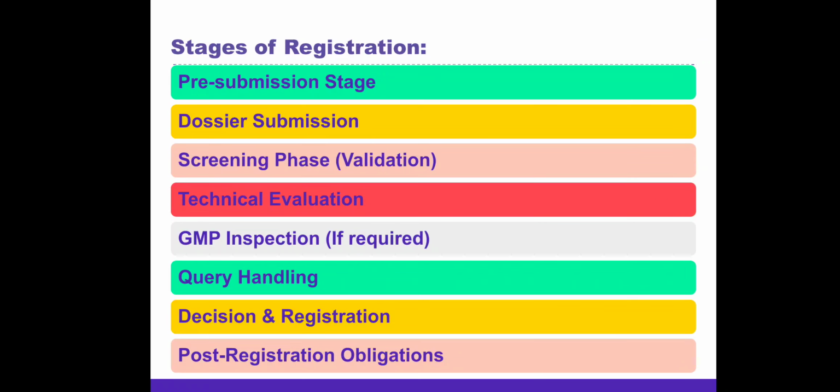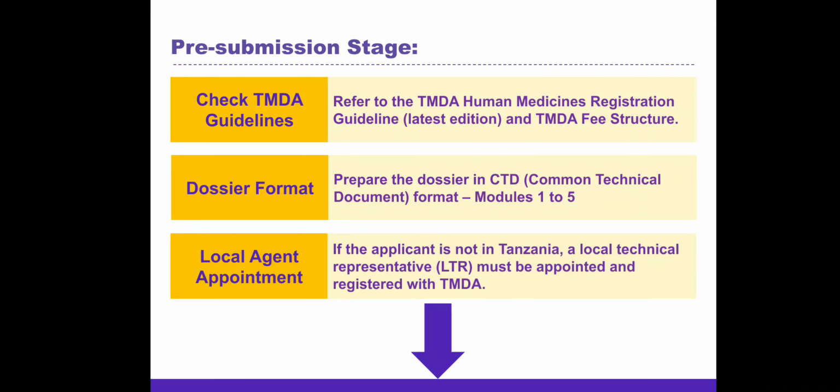Now we'll see the stages of product registration at TMDA. There are 8 stages in the product registration. First stage, pre-submission stage, then dossier submission, screening phase, it is also called as validation phase, technical evaluation, GMP inspection, query handling, decision and registration, post registration obligation. These are the 8 stages of product registration.